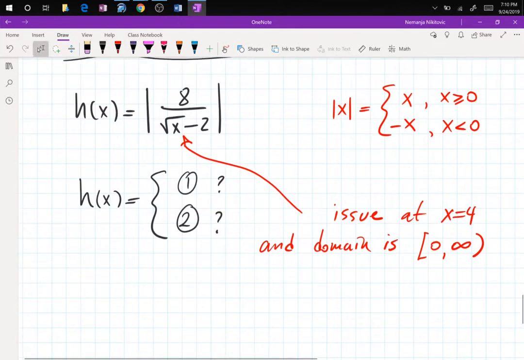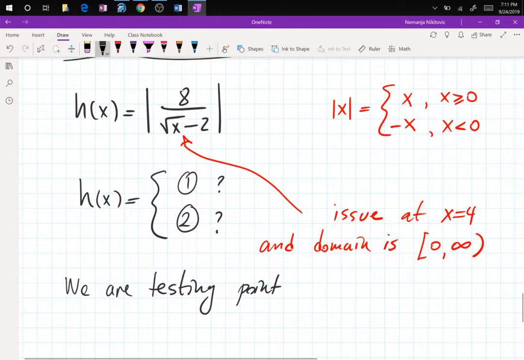All right. So now we have the domain, and our function is clearly broken into 2 pieces. One is going to be 0 to 4, and the other piece is going to be 4 to infinity. So with the issue at x equals 4, we are testing point continuity at x equals 4. The rest we don't care.